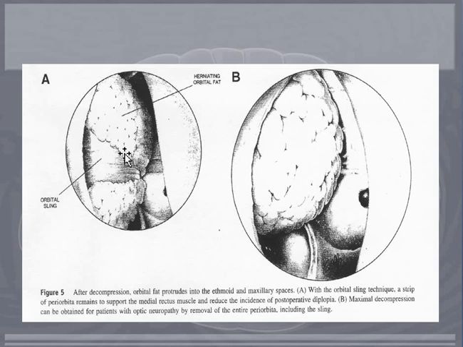In this diagram, we can see that with the orbital sling technique, a strip of periorbita remains to support the medial rectus muscles and reduce the incidence of postoperative diplopia. Whereas in this diagram, you can see the maximal decompression can be obtained for patients with optic neuropathy by removal of the entire periorbita, including the sling. The sling is removed. These are basically done in patients with optic neuropathy.